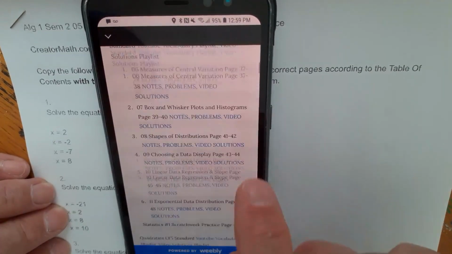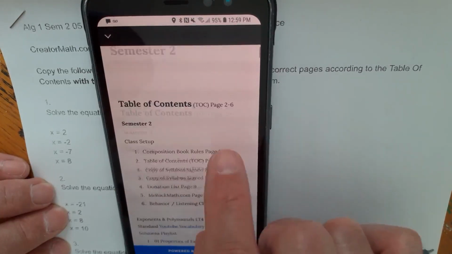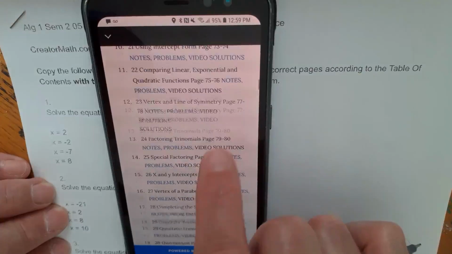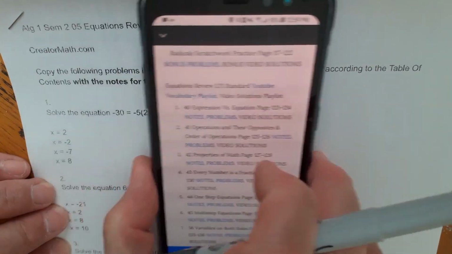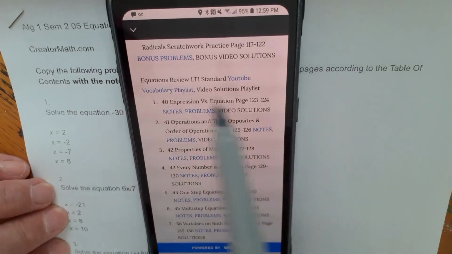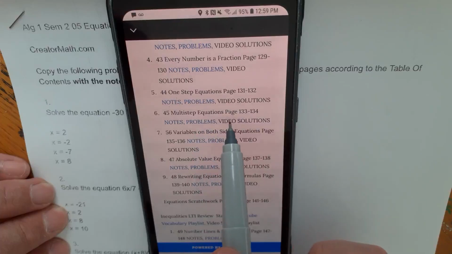Let's scroll down to this unit. First, you have to make sure you're in the right semester. This one is from semester 2. So we're going to find this unit down here. It is an equations review, and it is lesson 6. So go down here to lesson 6, multi-step equations.